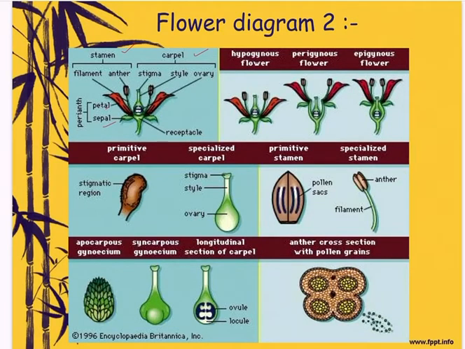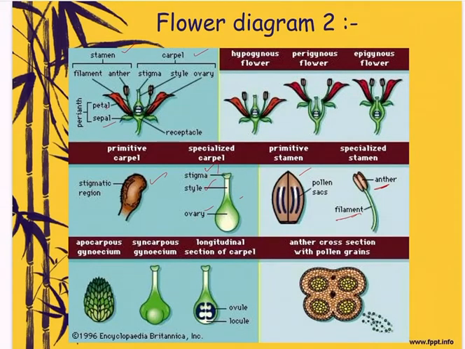And similarly, you know this stigmatic region, that is the primitive carpel looks like this, and when it becomes a specialized carpel, you have three parts, that is stigma, style and ovary. And then the stamen, the primitive stamen will be like this with pollen sacs, and the specialized stamen will have a filament with the bilobed or n-lobed anthers.